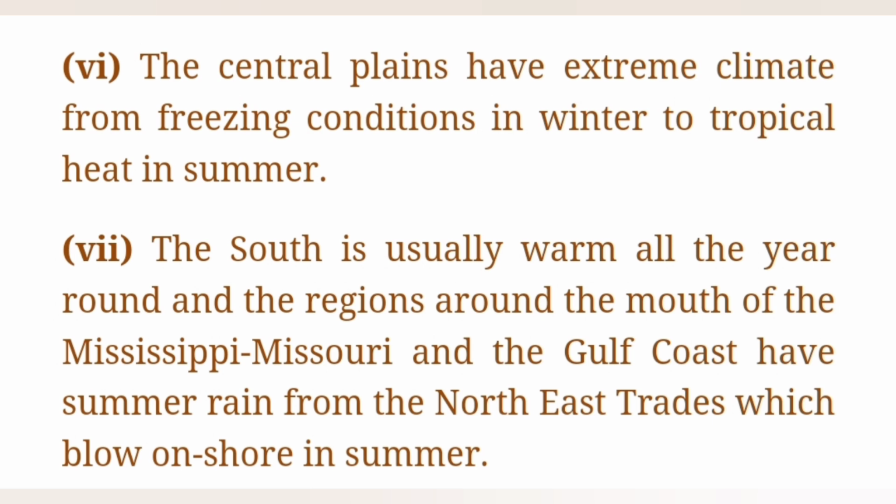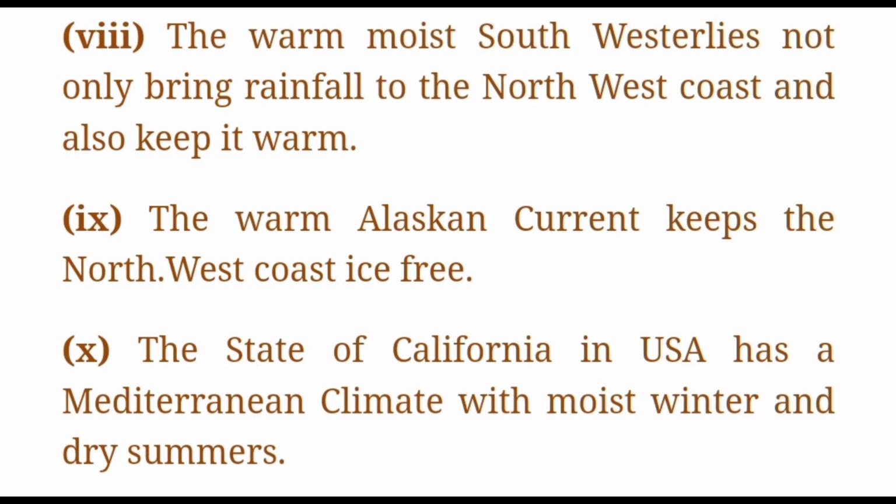The region around the mouth of the Mississippi, Missouri and the Gulf Coast have summer rain from the northeast trades which blow onshore in summer. Eighth point, the warm, moist southwesterlies not only bring rainfall to the northwest coast but also keep it warm. Then ninth point, the warm Alaskan current keeps the northwest coast ice-free. Then 10th point, the state of California in USA has the Mediterranean climate with moist winters and dry summers.